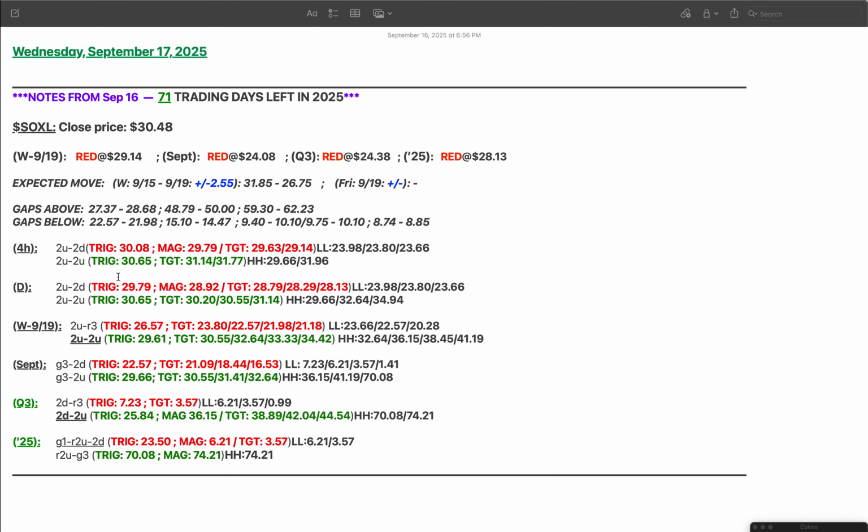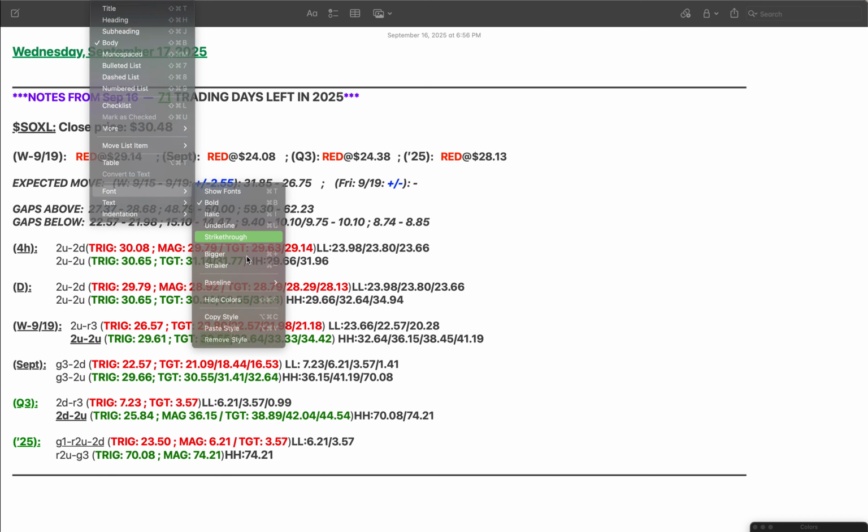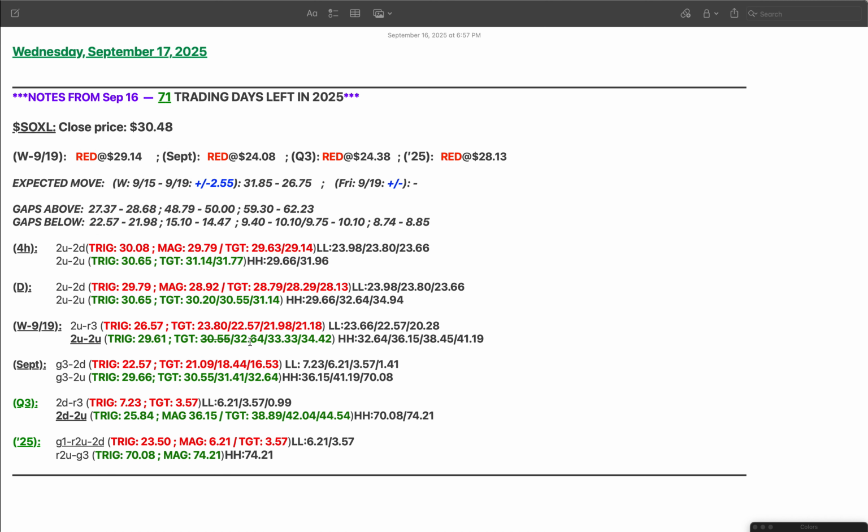Again, we've already talked about the scalp intraday trade targets and triggers being the 4-hour markers that we have: the opening print, overnight high, previous high of day, overnight low, and previous low of day. But from the week perspective, again, we've already triggered the 2 up, 2 up. We hit the 30.55 target, so we can really cross that out. All right, so further targets are 32.64, 33.33, and 34.42 to the upside.